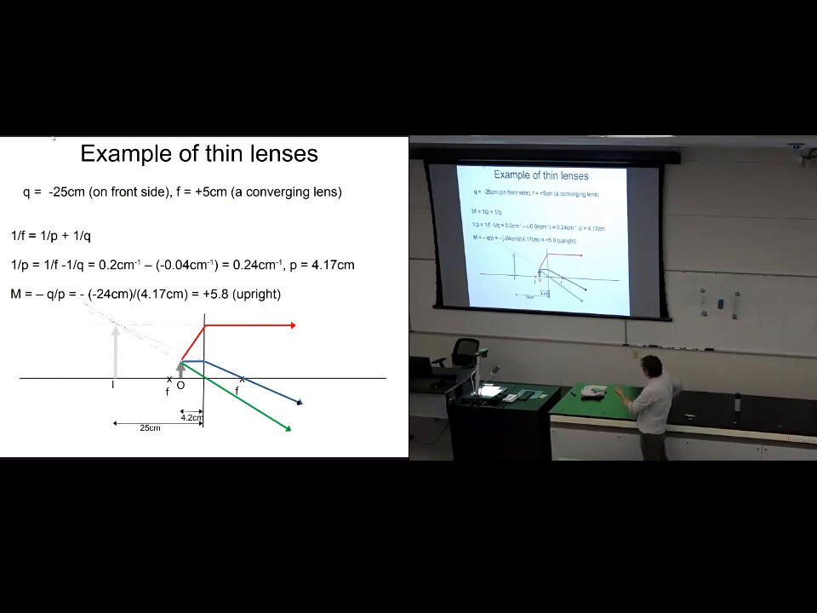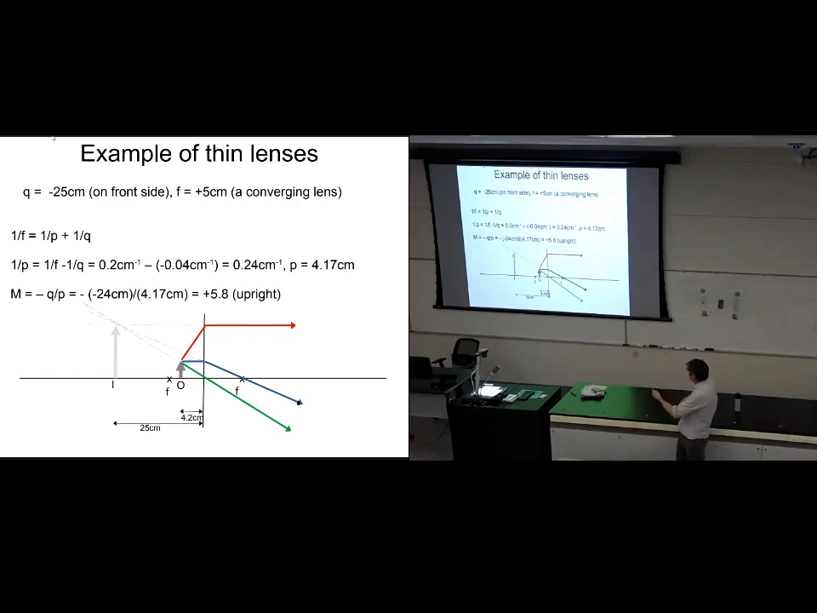Okay, magnification. Magnification is just the negative of the ratio of the image position to the object position. We now know both of them, so I've just got to divide negative 24 centimeters by positive 4.17 centimeters. The number is 5.8. We got 2 minus signs here: the minus sign associated with the value of the image position, which was negative, and the minus sign in the equation. So we end up with a positive sign, which means that the image is upright. It's the right way up.